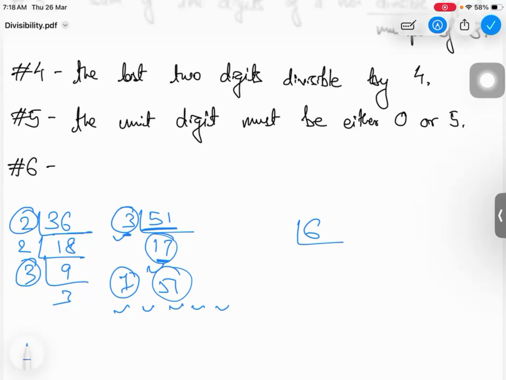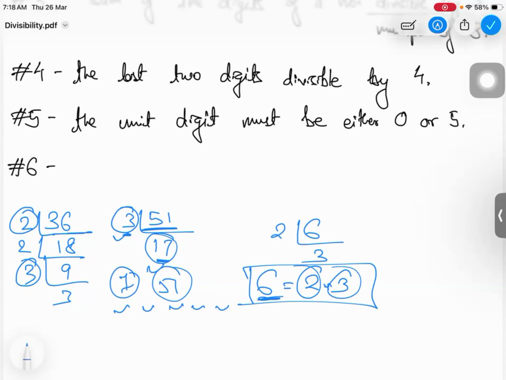This same concept starts from 6. If you do the prime factorization, 6 is nothing but 2 times 3. So if a number is divisible by 2 and a number is divisible by 3, it is divisible by 6. But this rule is not at all stuck with 6 or multiples of 6 only.